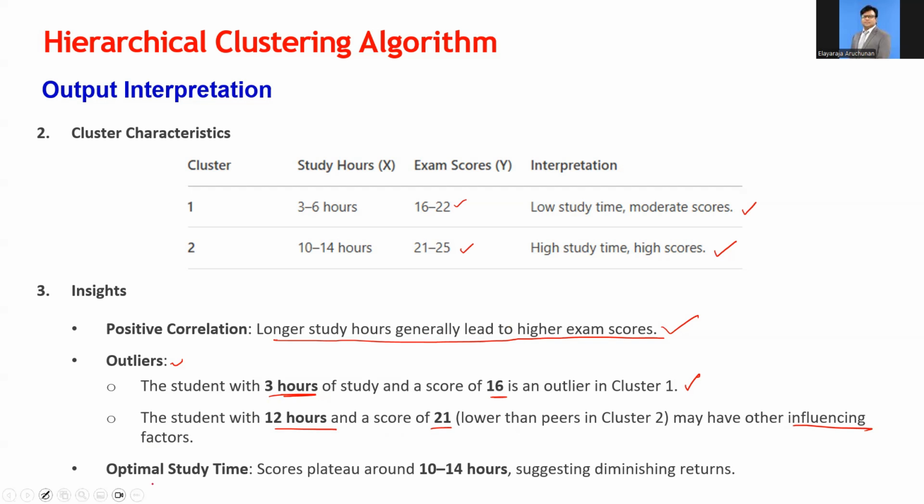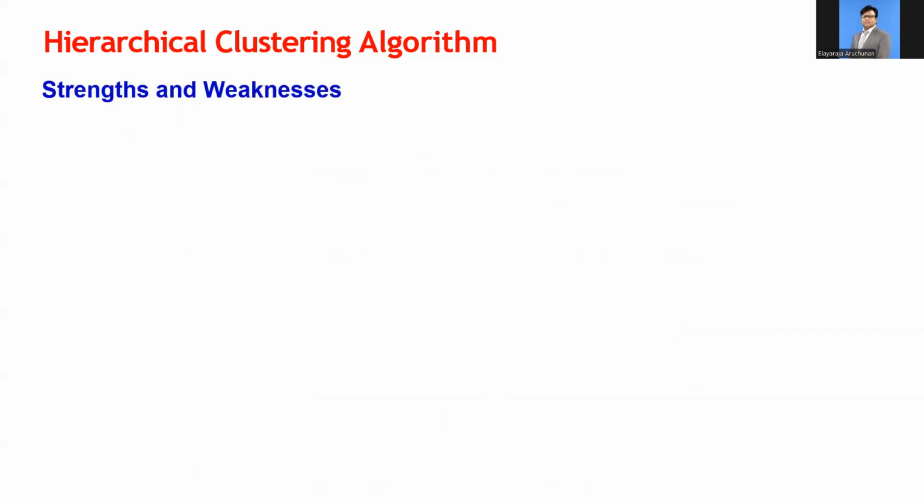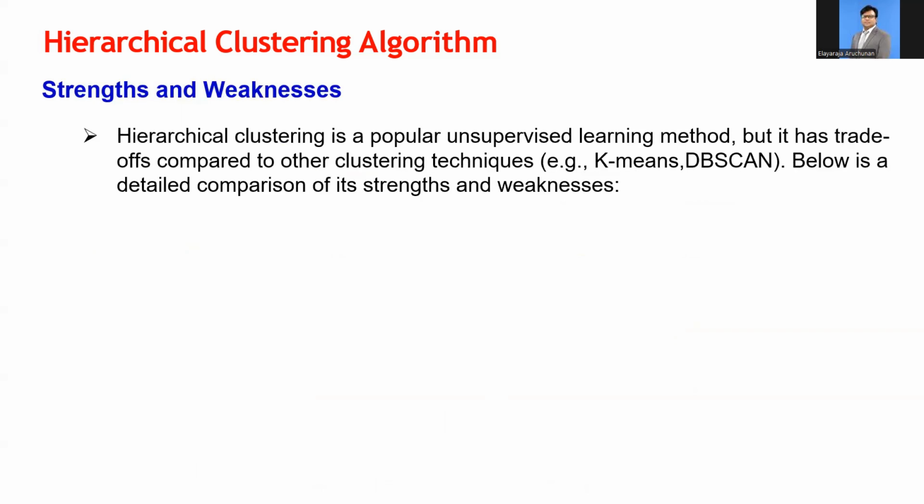The optimal study time: the score plateaus around 10 to 14 hours, which suggests diminishing returns. So the optimal range is between 10 to 14 hours. Now take a look at the hierarchical clustering algorithm's strengths and weaknesses.